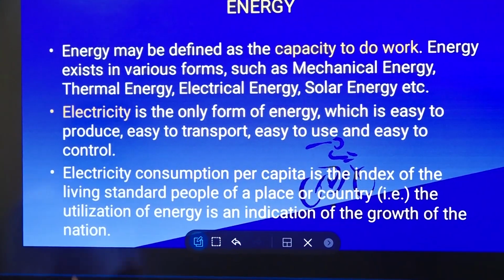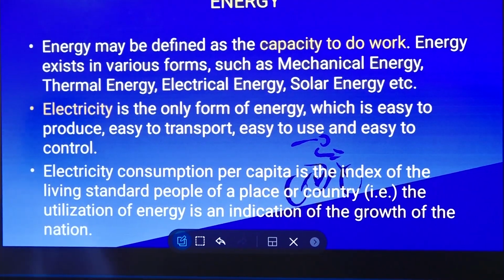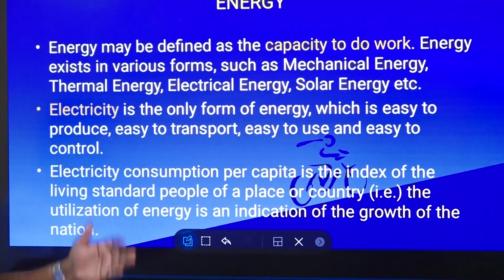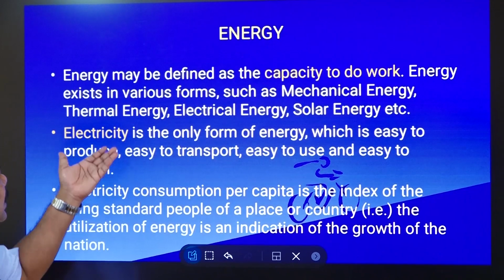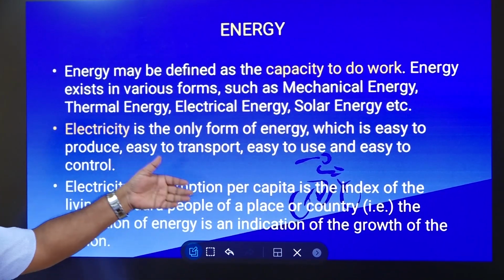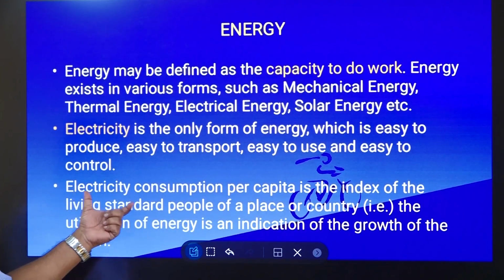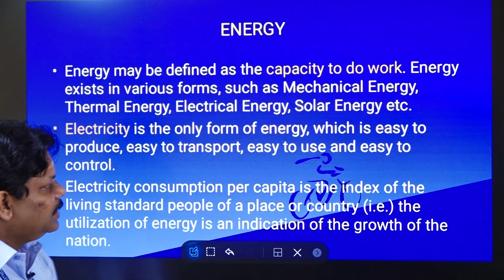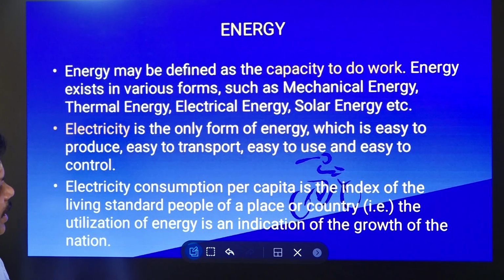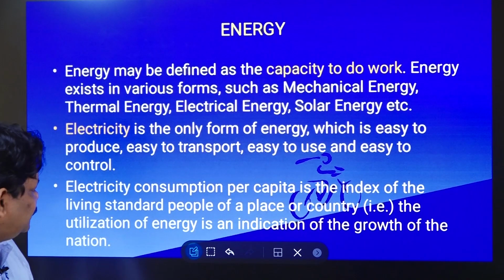Energy may be defined as the capacity to do work. Energy exists in various forms, such as mechanical energy, thermal, electrical, solar and so on. Electricity is the only form of energy which is easy to produce, transport, use and control. The electricity consumption per capita indicates the living standard of the people of a particular place or country. So the utilization of energy is an indication of the growth of the country.